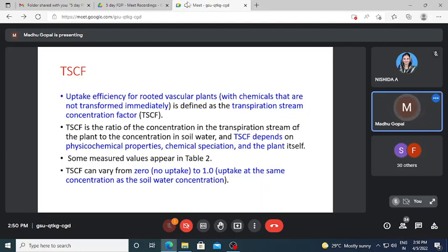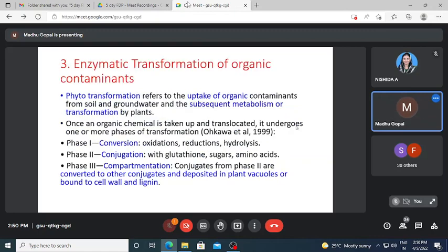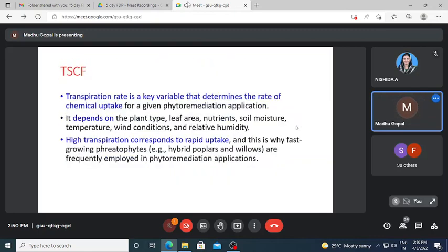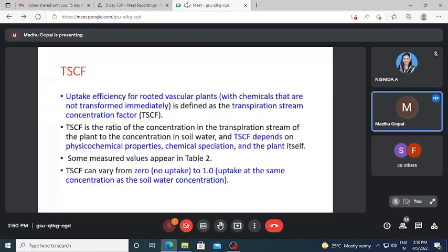Some of the measured values are given here. Typical values are available in literature. This TSCF can vary from 0 to 1. 0 is no uptake, and 1 is uptake and transportation at the same concentration as the soil water concentration.